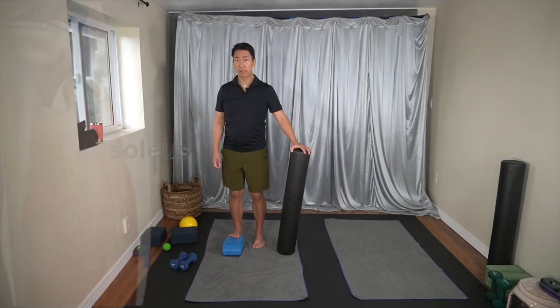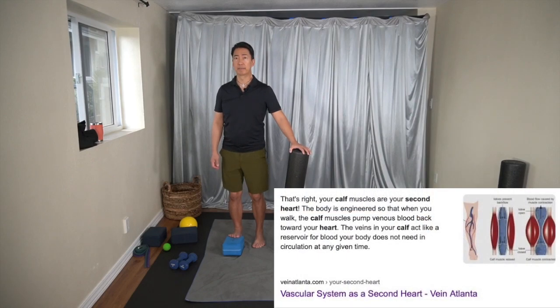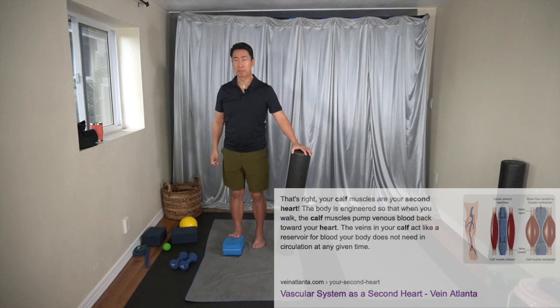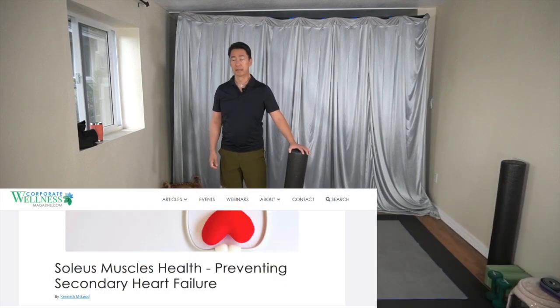Soleus is very important in standing mechanics, but also cardiovascular functioning, because it's our second heart. It pumps blood from our lower extremities back to our heart. So if that gets overly clenched, we're losing the benefit of that. That's how come when you're in an airplane, your feet swell up.